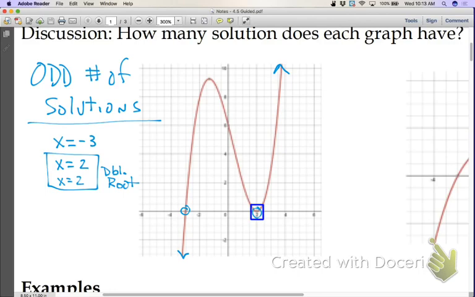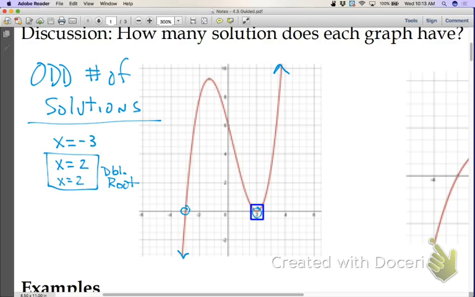So whenever we talk about solutions, or zeros, or x-intercepts, or roots, all of those mean the same exact value. So if I have a solution of negative 3, I have a root of negative 3, I have a zero at negative 3, or I have an x-intercept at negative 3. Those all mean the same thing. It's just a matter of the context in which we're applying it.